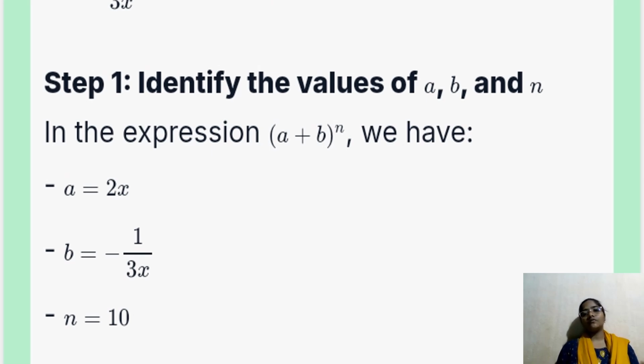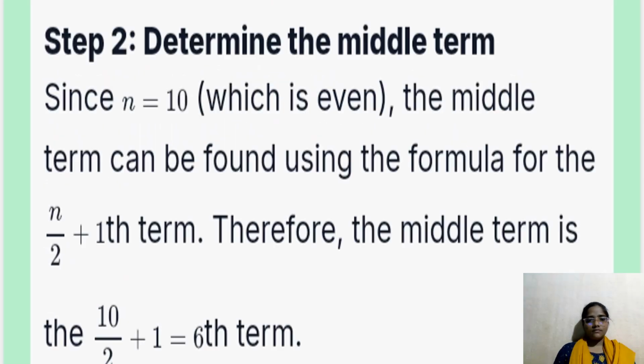First of all, identify the values of a, b, n. In this expansion, (a plus b) whole to the power of n, we have a equals 2x and b equals minus 1 by 3x and n equals 10. Step 2 is to determine the middle term.